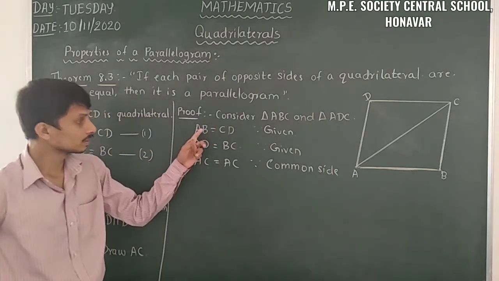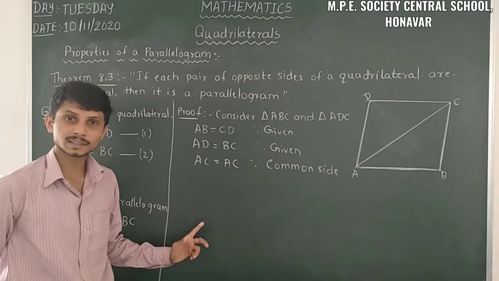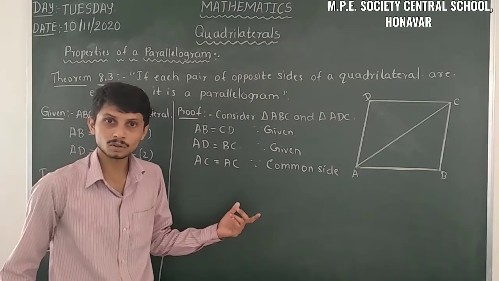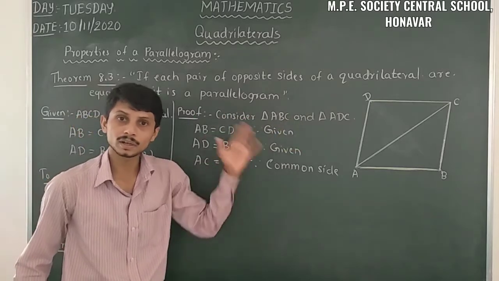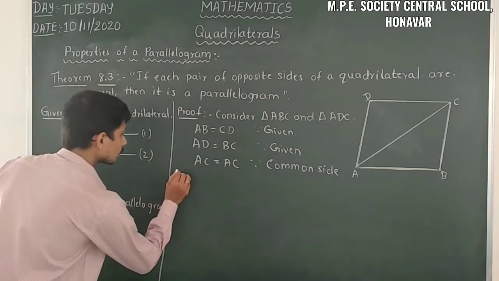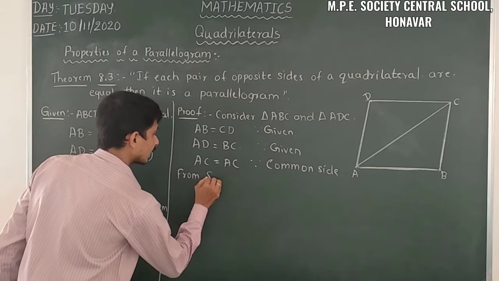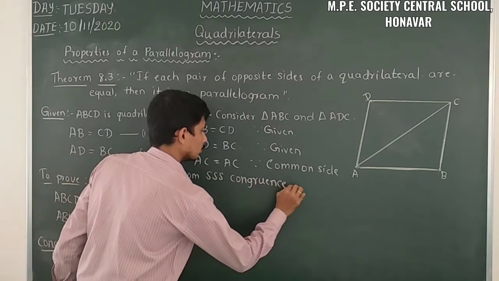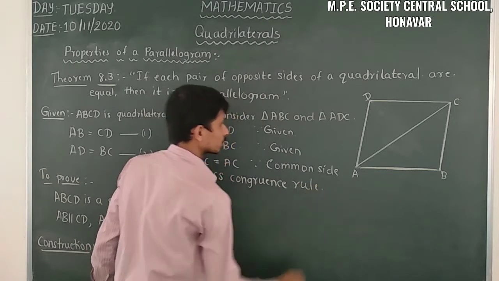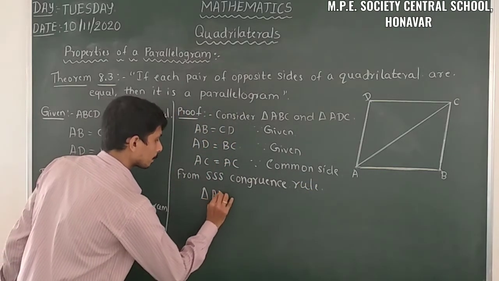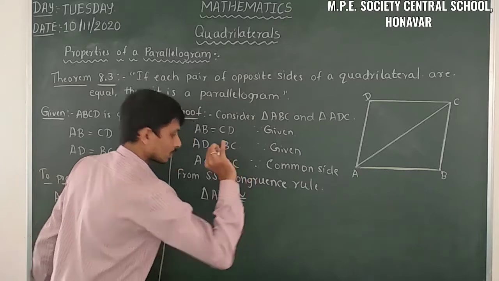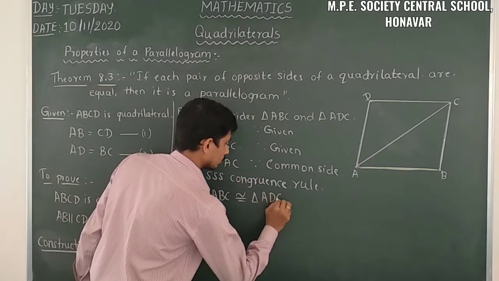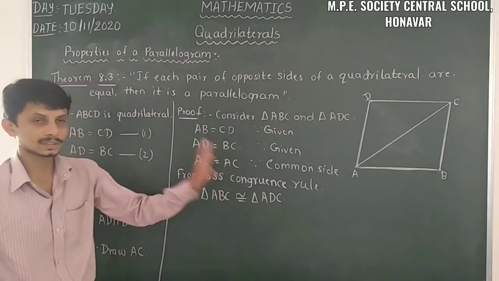So here, three sides' equality is there. That's why, from the SSS congruence rule, these two triangles are congruent. From the SSS congruence rule, we have triangle ABC congruent to triangle ADC. So we have these things.